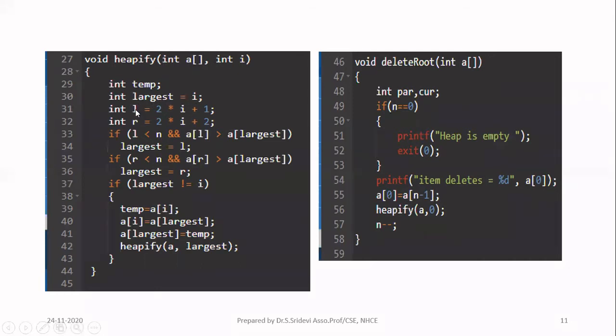Then I'm going to calculate the index of the left child and the right child. Your left child will be available at the index 2 into i plus 1, and the right child will be available at the index 2 into i plus 2. I'm storing those in the variables called L and R.